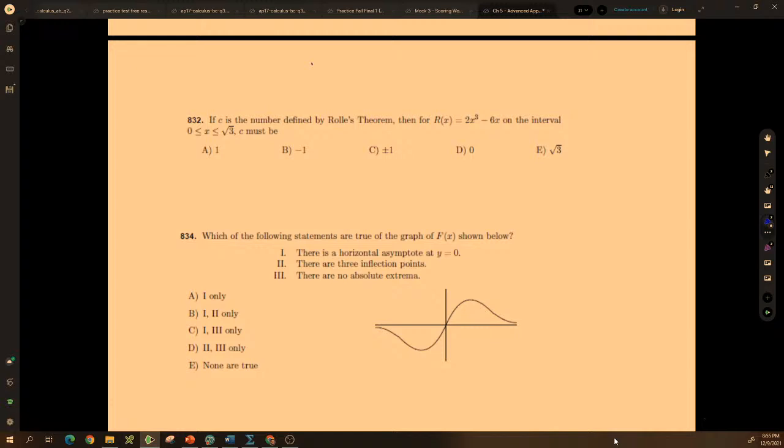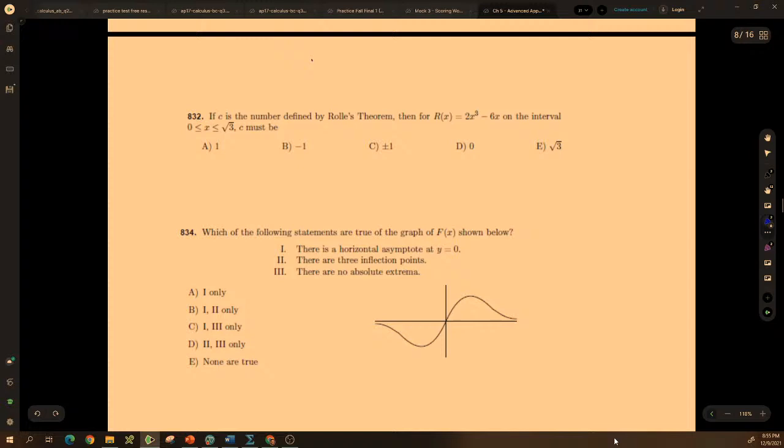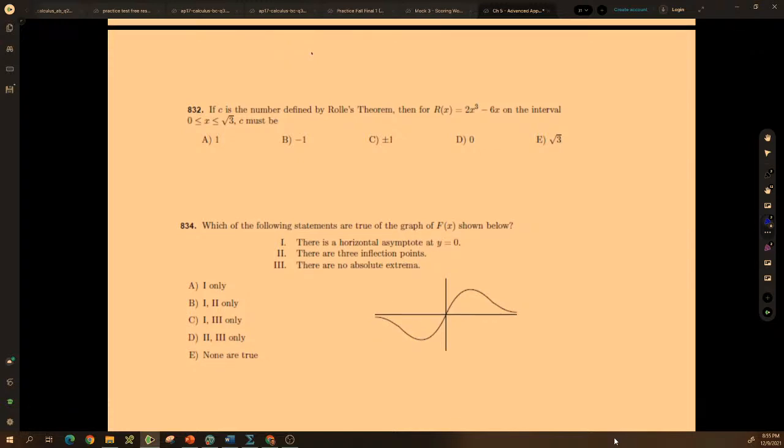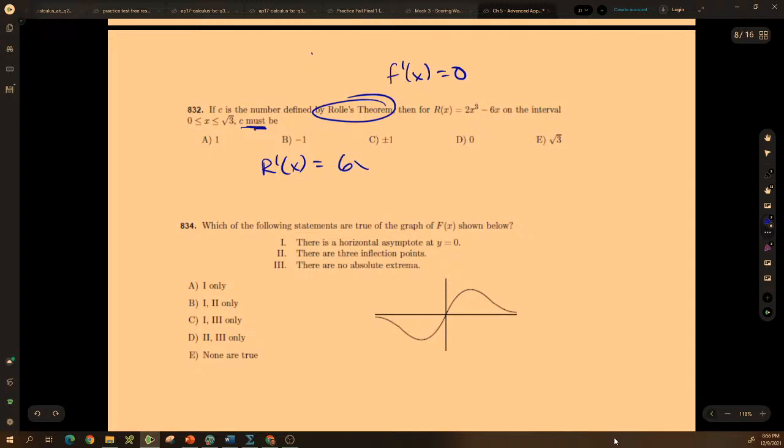832, if C is the number defined by Rolle's theorem, then for r of x equals 2x cubed minus 6x squared, on the interval from 0 to root 3, C must be. So if they're asking me for what is C, with Rolle's theorem, all I have to do is take the derivative, set it to 0, and solve. So in this case, the derivative, r prime of x, is 6x squared minus 6, set it to 0, and solve. I don't need to worry about this 0 to root 3 yet. Okay, so I'm going to add 6 over, divide by 6. We get x squared equals 1. Square root both sides. I get x equals plus or minus 1.